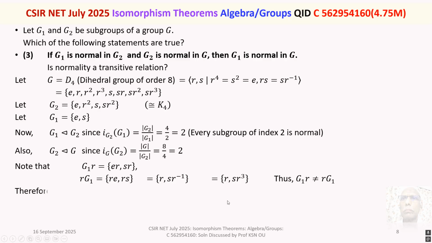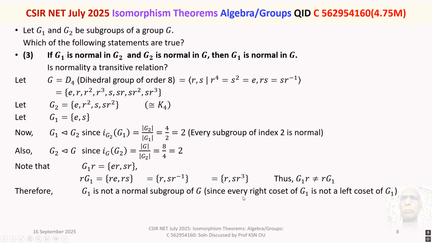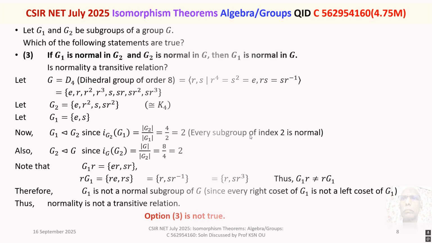Therefore G1 is not a normal subgroup of G, since the right coset of G1 is not a left coset of G1. Agreed. So this tells you that normality is not a transitive relation. Thus option 3 is not true. We move to option 4.